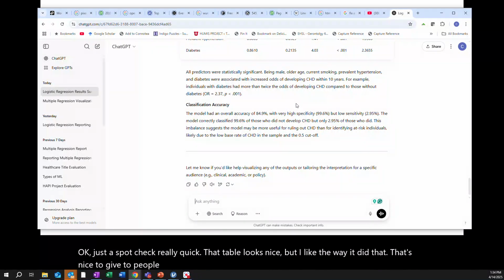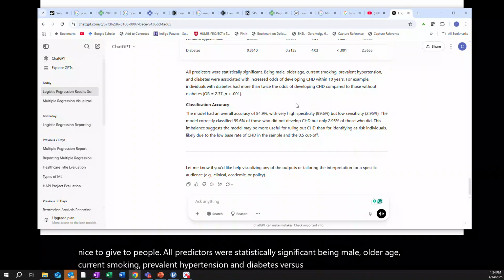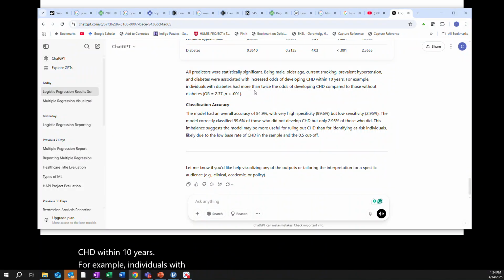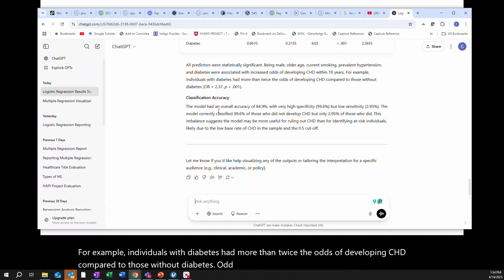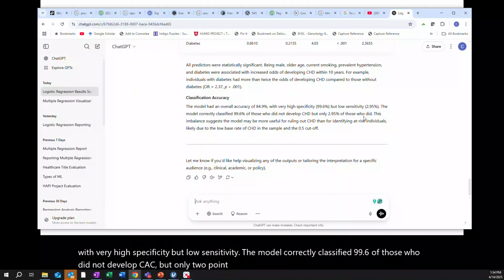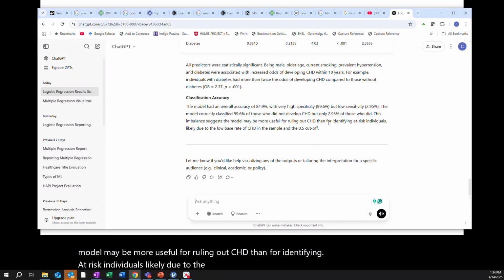All predictors were statistically significant; being male, older age, current smoking, prevalent hypertension, and diabetes were associated with increased odds of developing CHD within 10 years. For example, individuals with diabetes had more than twice the odds of developing CHD compared to those without diabetes. The model had an overall accuracy of 84.9% with very high specificity, but low sensitivity. The model correctly classified 99.6% of those who did not develop CHD, but only 2.95% of those who did. This imbalance suggests the model may be more useful for ruling out CHD than for identifying at-risk individuals, likely due to the low base rate of CHD in the sample and the 0.5 cutoff.